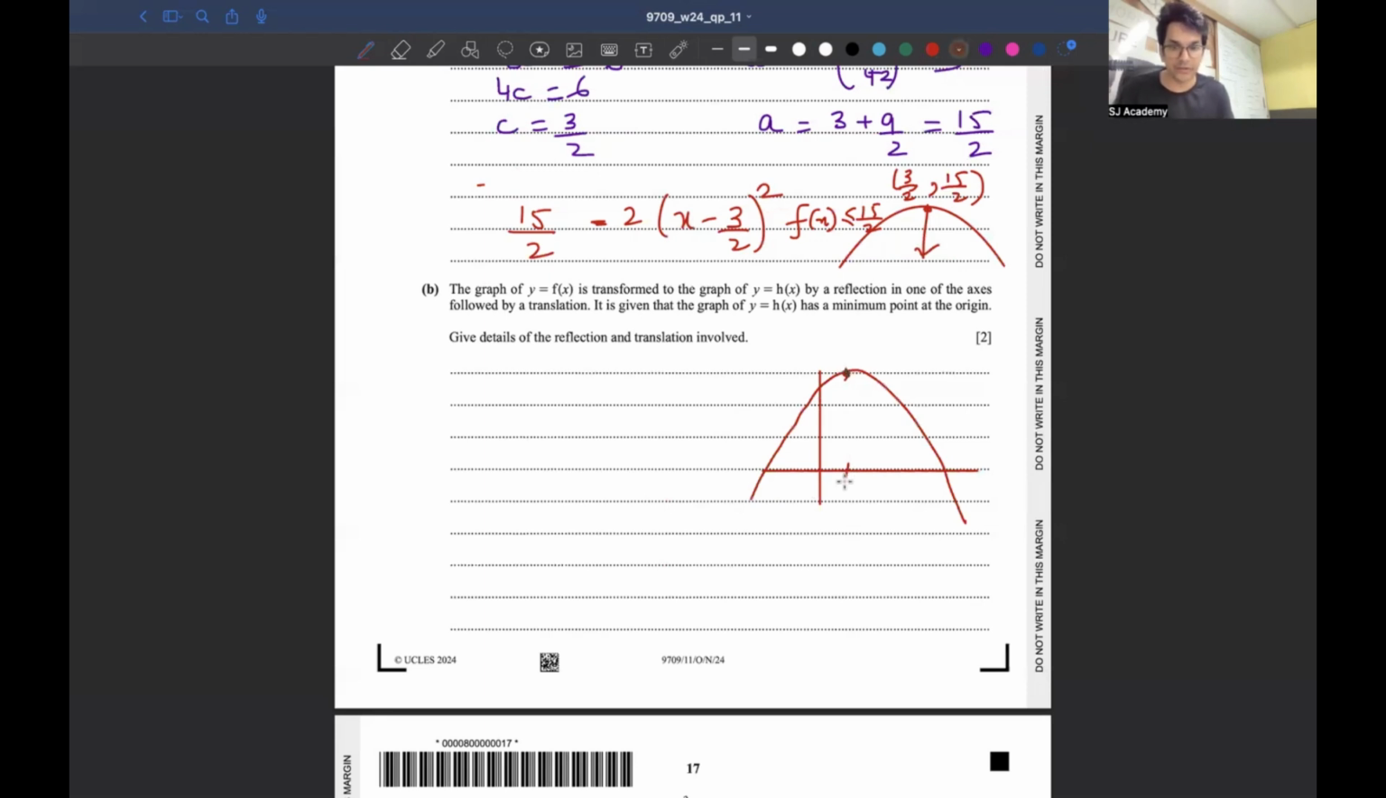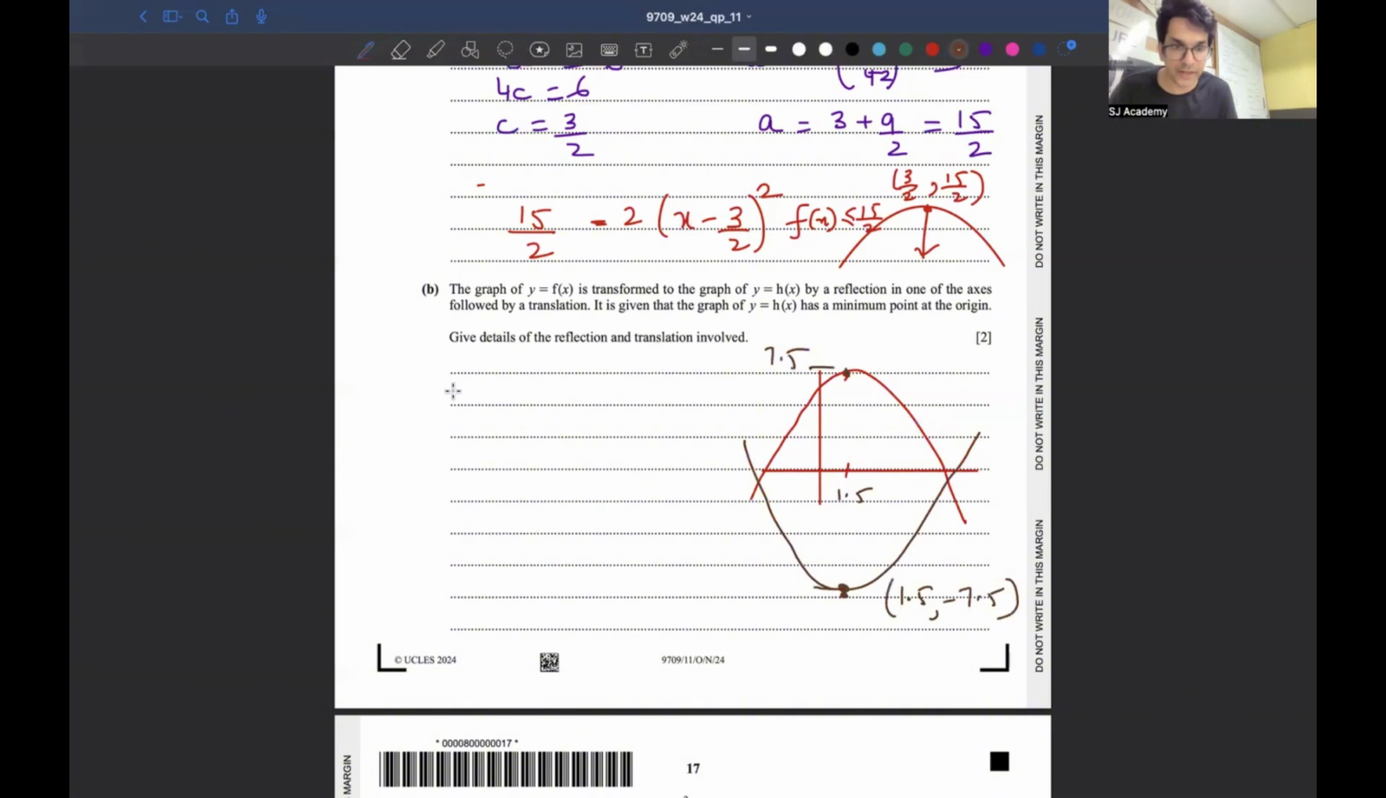So in the first step, we'll reflect it in the x-axis. So this point (1.5, 7.5) will become (1.5, −7.5). The graph will become like this in the first step, and these coordinates will be (1.5, −7.5), as at this point the value was positive 7.5. Now the minimum point is at the origin, and we have to translate it.